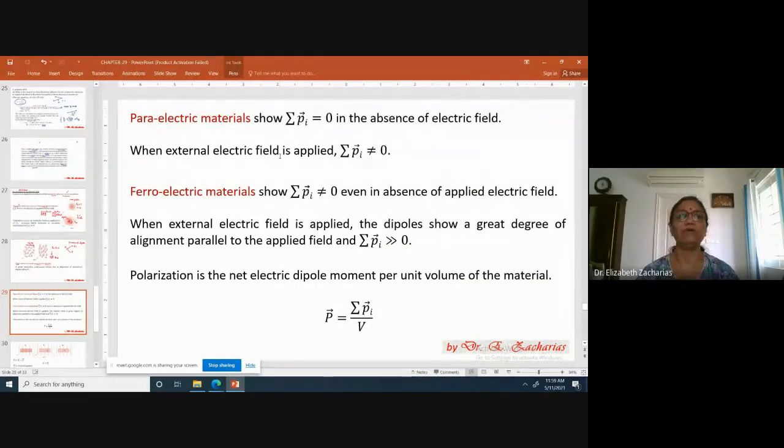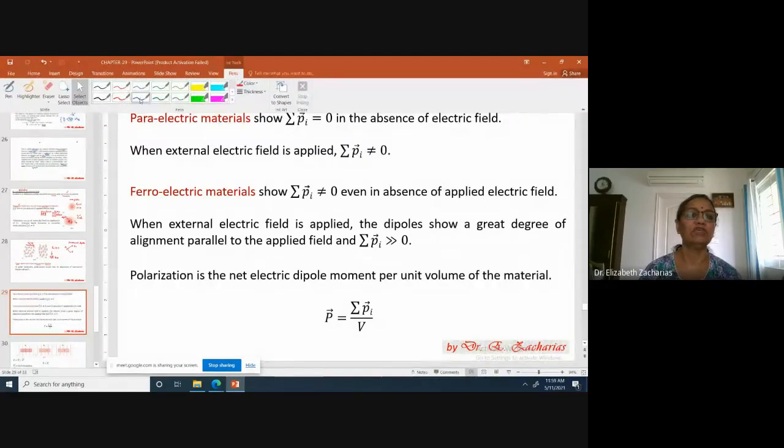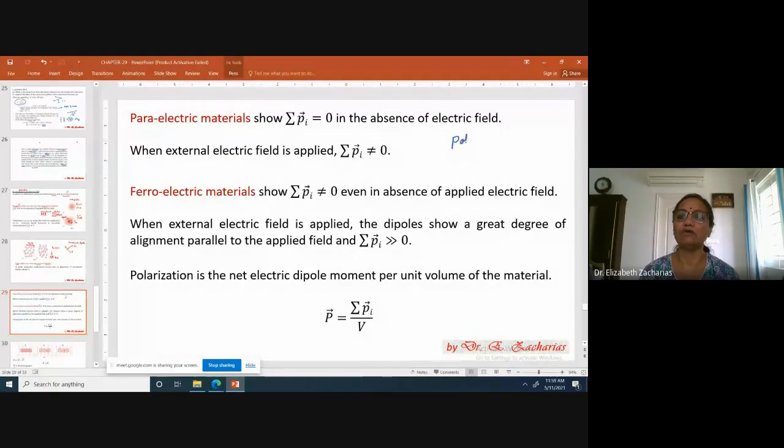Now, within polar or permanent dipole materials also, there are two classifications. One is called paraelectric, and the other is called ferroelectric. Ferroelectrics have a lot of applications, and a lot of research goes on in ferroelectrics. So, paraelectric and ferroelectric. Let us see what is the difference.